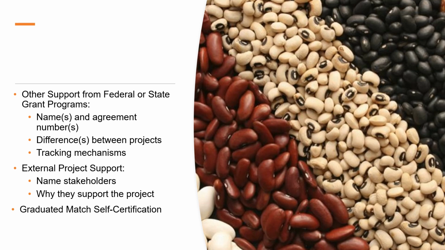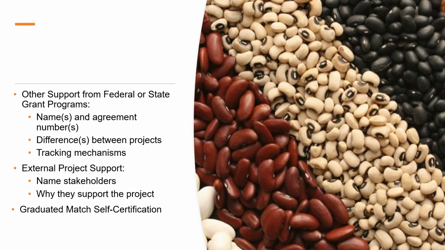Next is the external support section. Here, name the stakeholders who support the need for this project and briefly describe why they support the project. Note that members of the applicant organization, cooperators, or contractors are not considered external support.